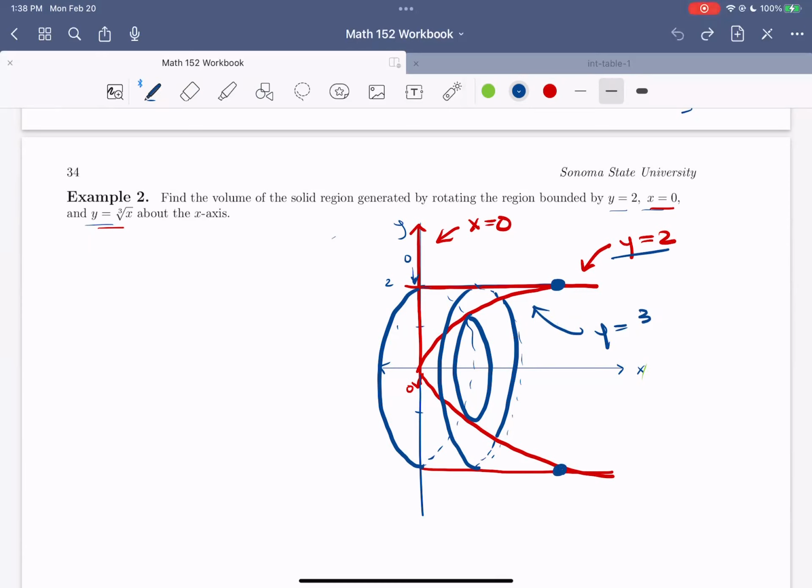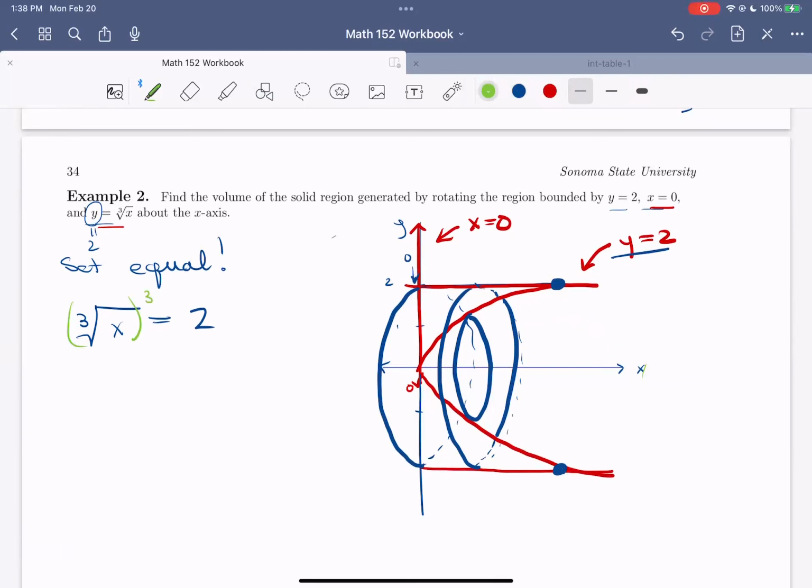So how are we going to find that value? Well, how we find it is to set those two functions equal. So we want to know what x makes the cube root of x equal to 2, because we're setting y equal to 2. So we need to solve this equation for x. How do we do that? Well, we need to get the x out of that cube root. So I'm going to cube both sides. So now I get x equals 2 cubed. 2 cubed is 8. So that means where those two graphs intersect is at 8.